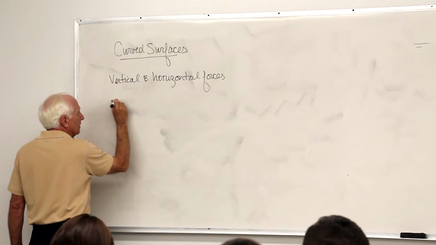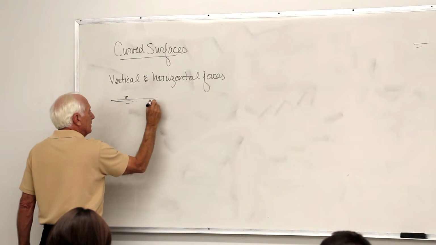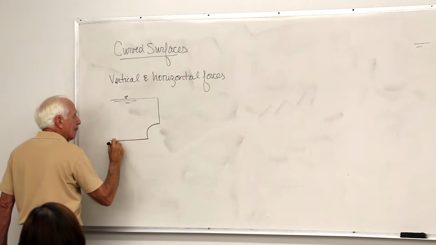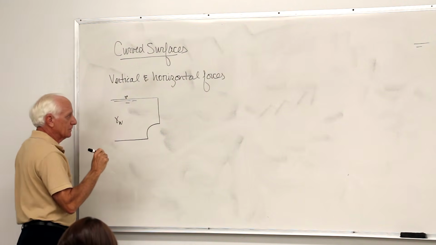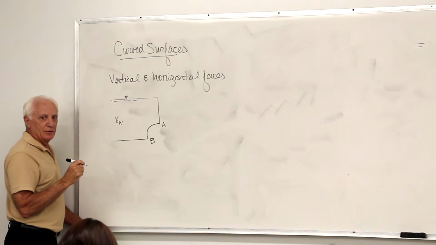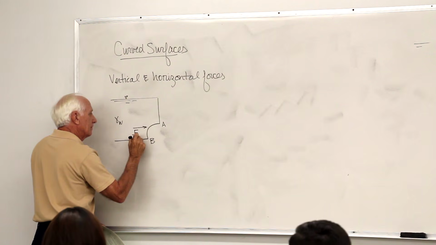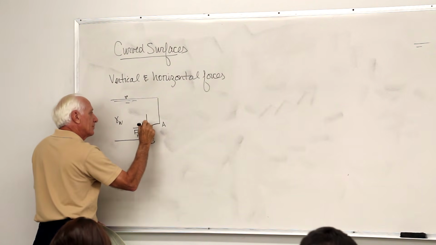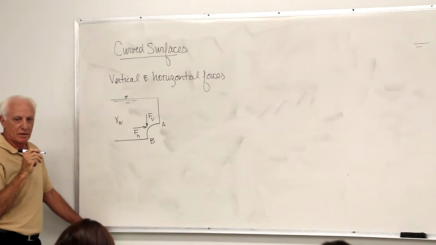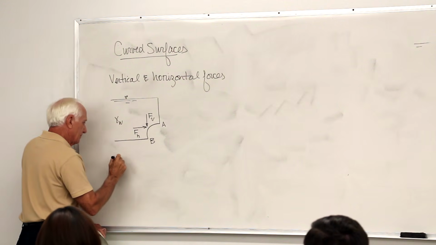So if you have some curved surface underwater like this, here's the curved surface AB. You can have a horizontal force on that surface and a vertical force on that surface caused by the water. If you combine them, you get a resultant force.